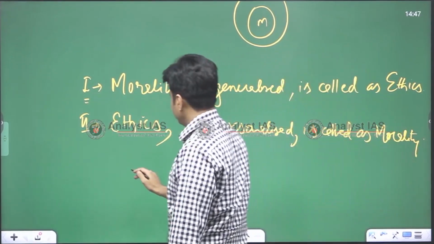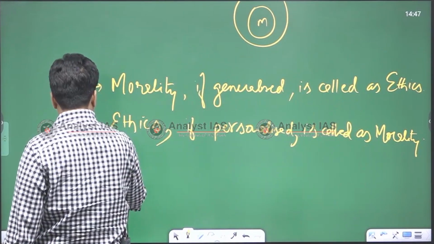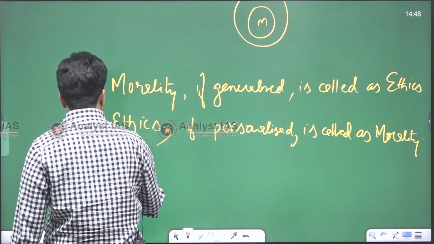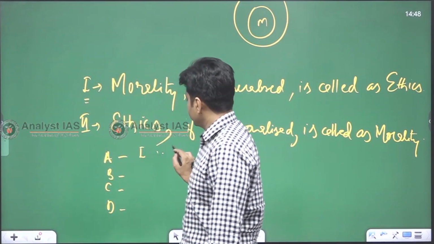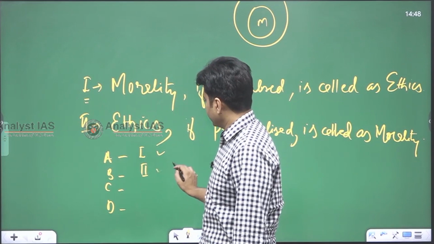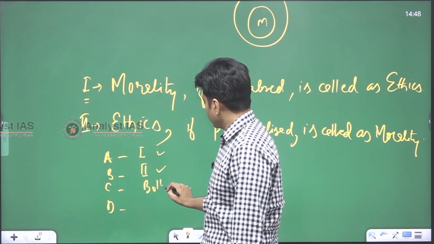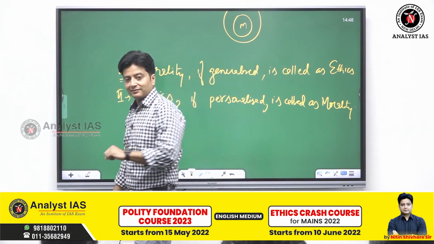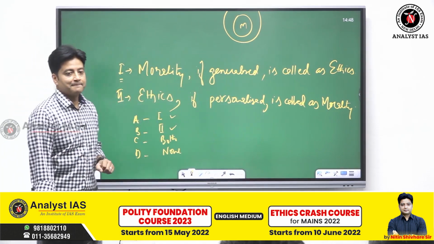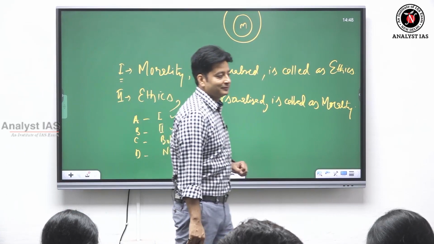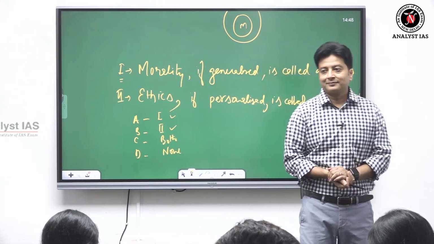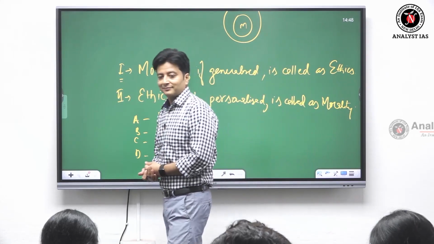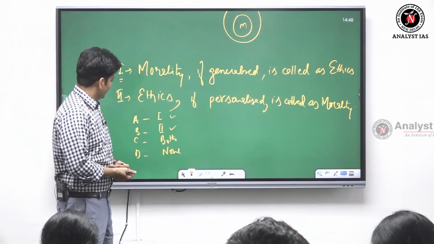Now there are options A, B, C and D. So here I am writing the first is correct, second correct, both correct and none correct. Tell me the answer. What is the answer? Both are correct.